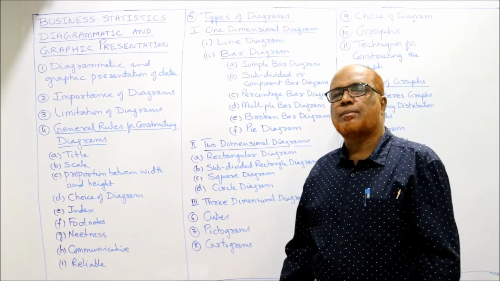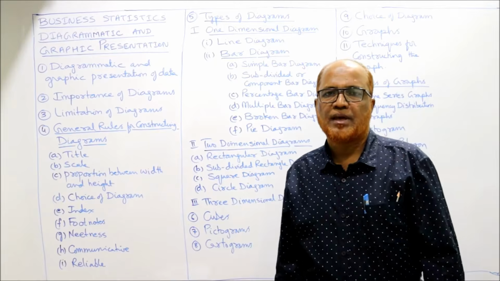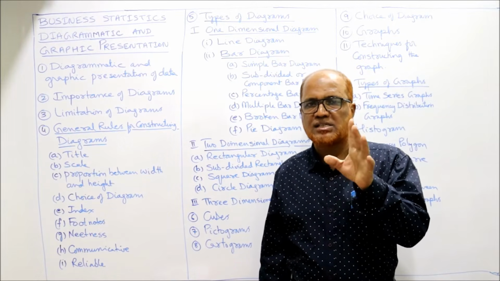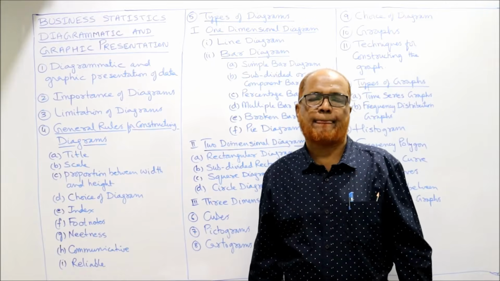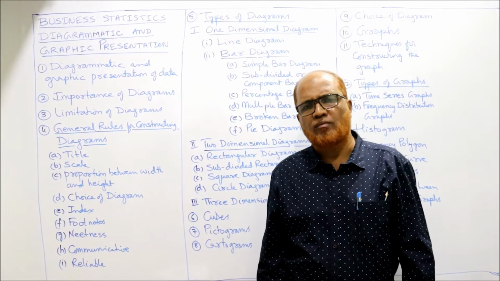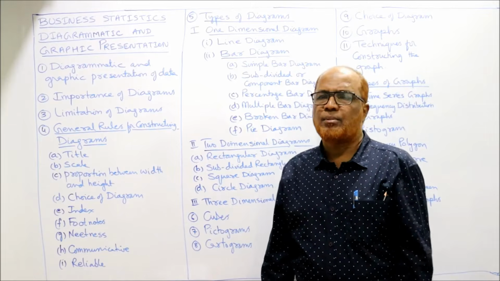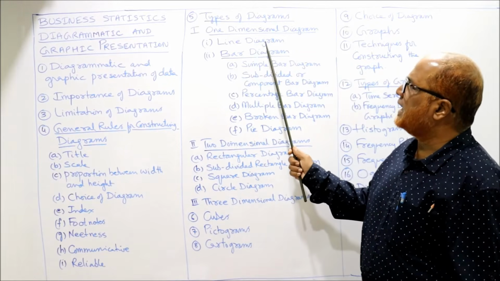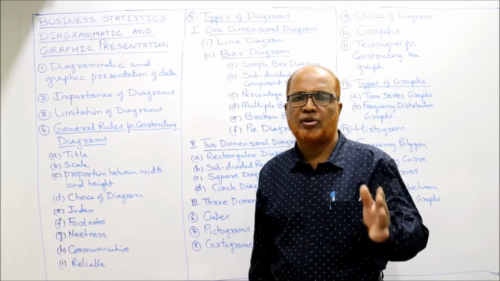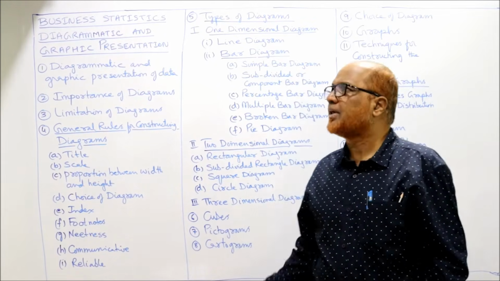One-dimensional diagram. The first type of diagram is the one-dimensional diagram. In a one-dimensional diagram, only one characteristic feature is shown in the diagram. Only one characteristic. So that is called one-dimensional. So what are the different one-dimensional diagrams? First one is line diagram, second one is bar diagram. You can divide one-dimensional diagrams into line diagram and bar diagram.